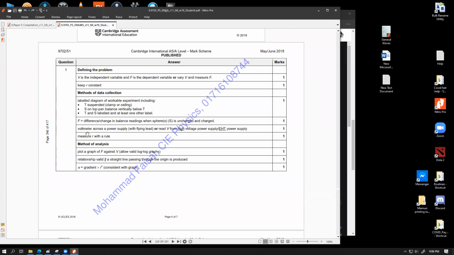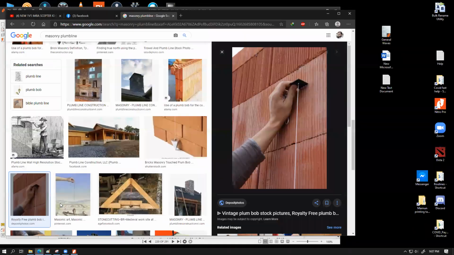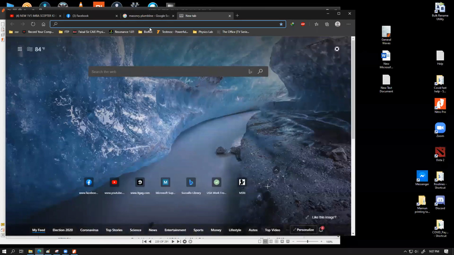Electrostatic repulsion. Voltmeter across a power supply with flying lead, or read from high voltage supply, or EHT power supply. EHT power supplies are actually meant as extra high tension power supply. I can actually look up this word just to make sense since it shows up. Why not?